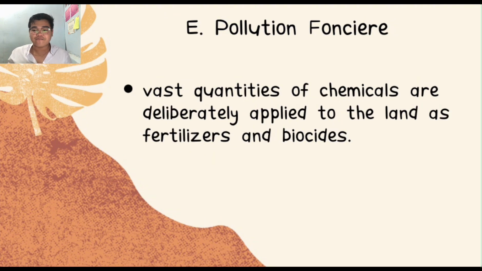Fifth, we have pollution foncier. Vast quantities of chemicals are deliberately applied to the land, such as fertilizers and biocides. Now, the best example for this is the pesticide which farmers use on the grasses so they will be dried up easily. Now, because of these chemicals, the natural minerals of the soil are being banished, and these chemicals causes pollution on the soil.